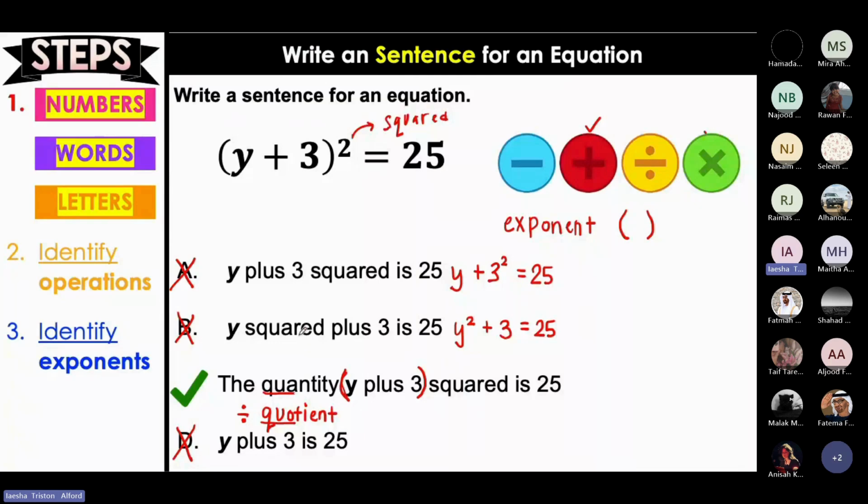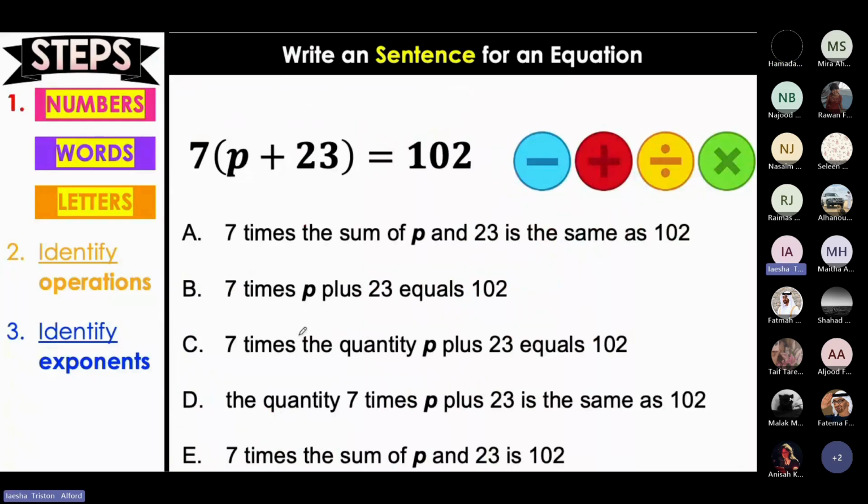Anybody else about this one? No. Okay. Here we have another one. So let's check what we have. Do we have any subtract? No. Do we have any add? Yes. Do we have any divide? No. Any multiply? Yes, we have multiply.